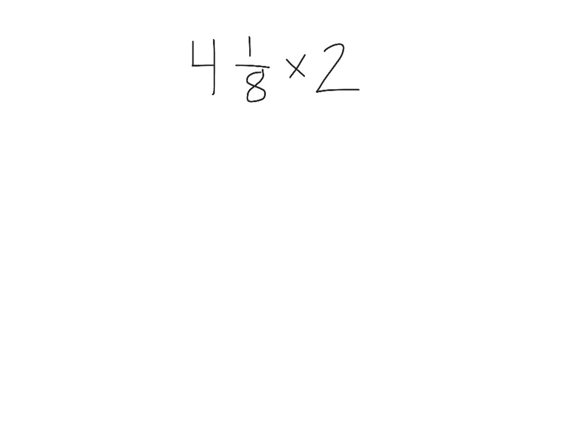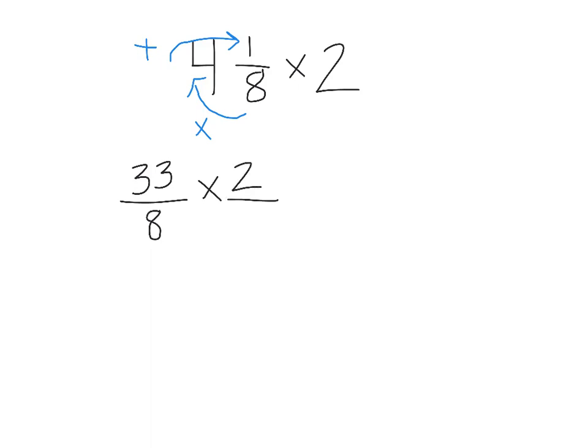Alright, we're going to start by doing our fraction cartwheel. So remember, we're going to take our denominator and multiply it by our whole number, and then we're going to add that number to our numerator. So we're going to do 8 times 4, which is 32, and add 1, which is 33. We keep our same denominator of 8. And then we're multiplying it by 2. Remember, when we have a whole number, our denominator is going to be 1.